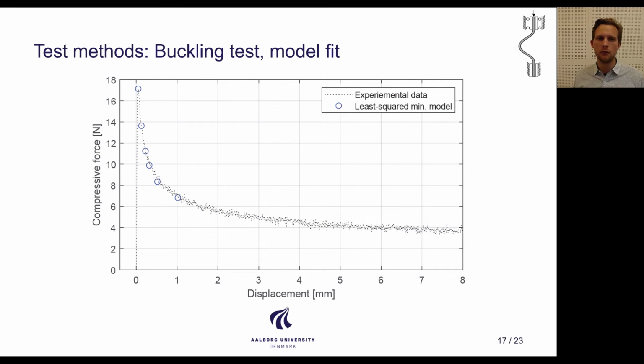So this is the compressive force versus the compressive displacement. And as you can see, we can load up the specimen to around 17 newtons, after which it starts to lose stiffness. The blue circles are the least squares minimized model reaction forces that we have found. And the reason why we are only using the first part of the curve is that it had curvatures more than adequate to compare to the other tests, but in principle the entire curve could of course be used.